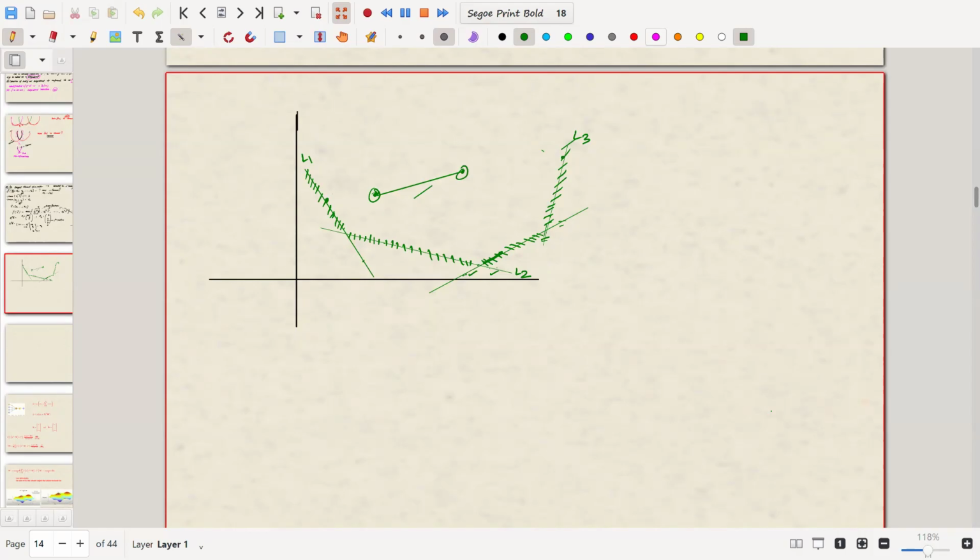Okay, maybe I can show you one application to this, which came to me last night, just before this lecture actually.